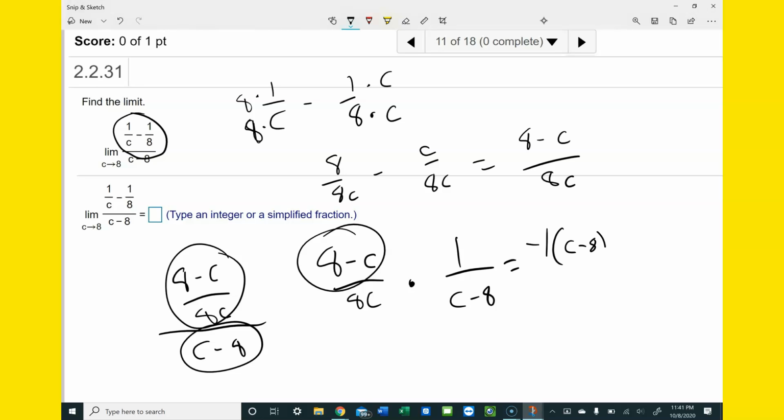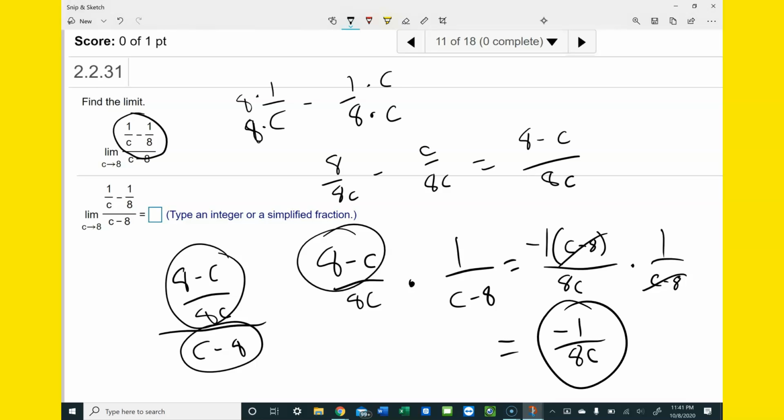So I'm going to write it like this: C minus 8, because the C is now positive and the 8 is now negative, over 8C times 1 over C minus 8. Now these will cancel. Multiplying straight across, I get -1 over 8C. Now can I plug in 8 for C and nothing weird happens? Yes. So I can just plug in 8 for C and get my answer, which would be -1 over 64.